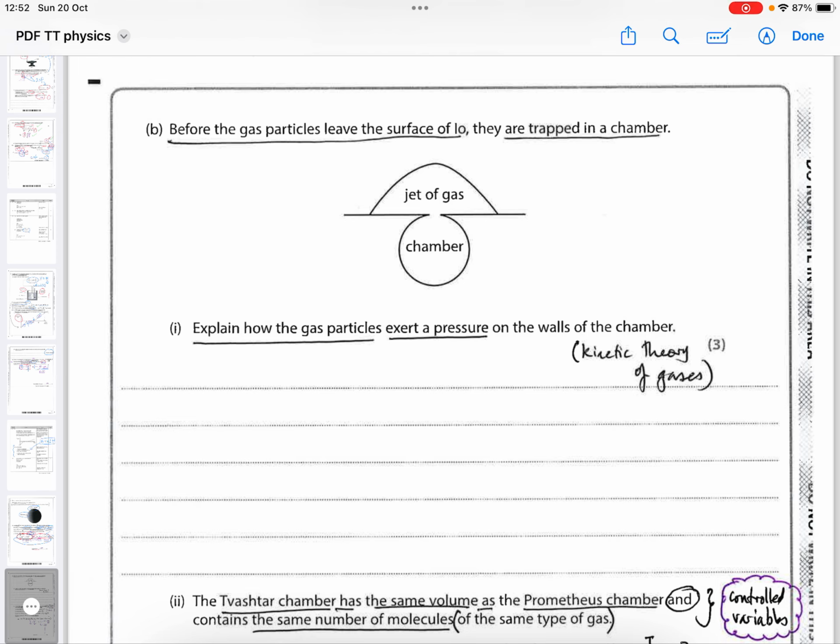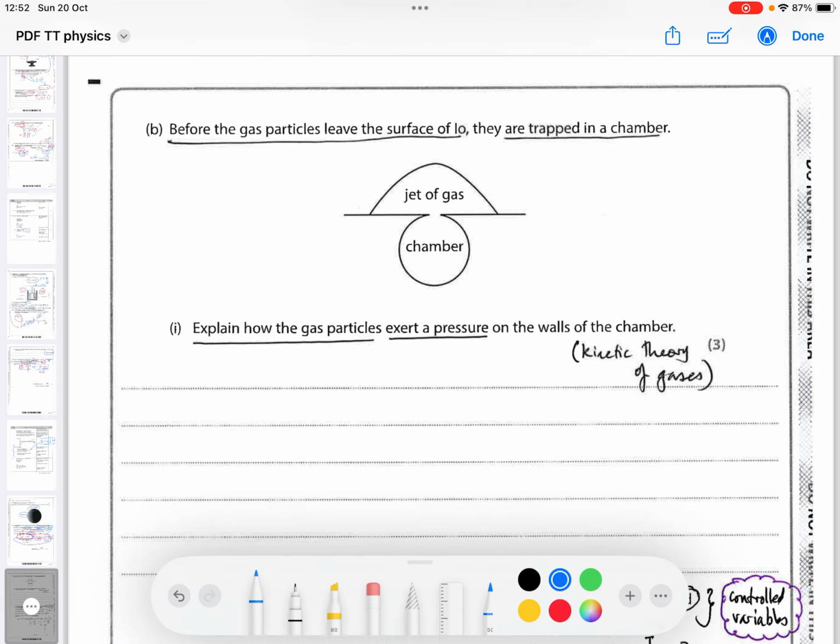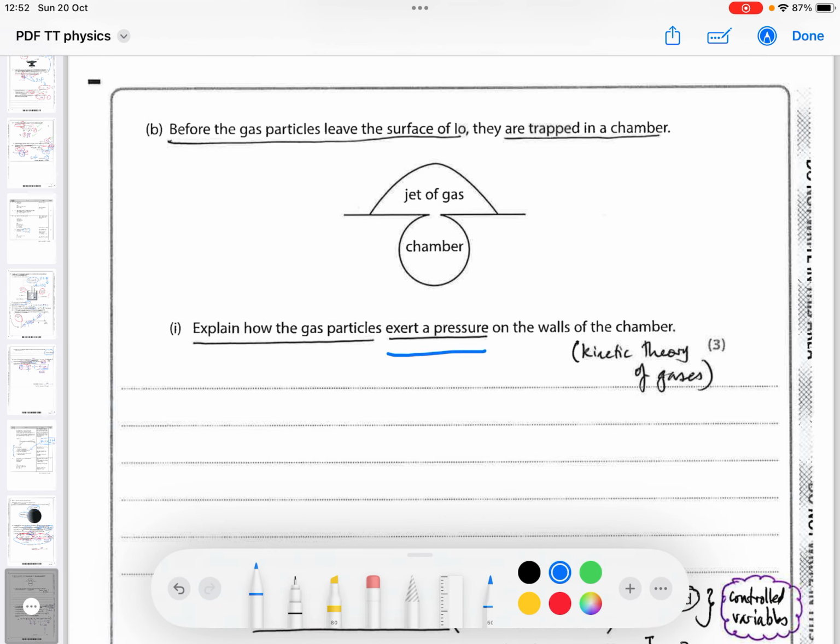So they're basically, until the pressure builds up high enough, they won't be ejected from the surface. Okay? Explain how the gas particles exert a pressure. Yeah? How do gas particles exert a pressure? So this is the kinetic theory of gases. They're not saying increases the pressure, they just want you to know how it exerts the pressure. Yes? So if they're moving, there's collisions, and the collisions create forces, and the forces create pressure.